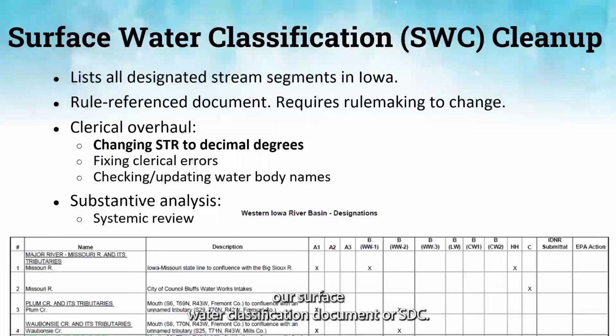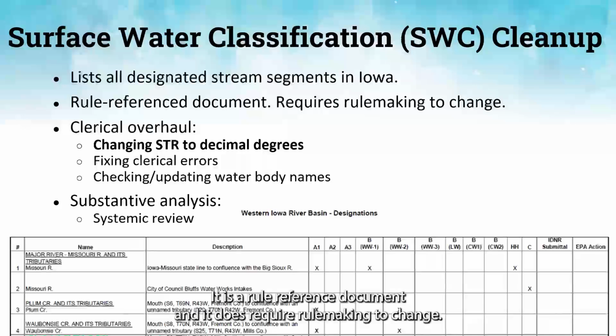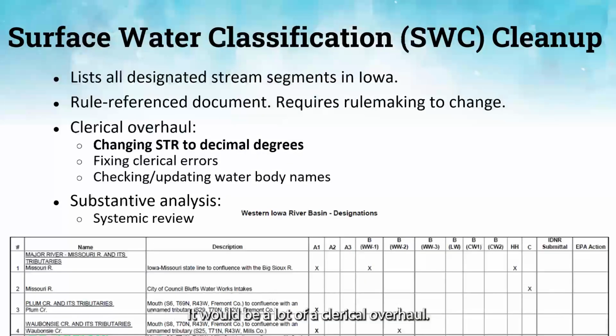Another cleanup would be of our surface water classification document, or SWC. So this document lists all the designated stream segments in Iowa. It is a rule reference document, and it does require rulemaking to change. It would be a lot of a clerical overhaul.